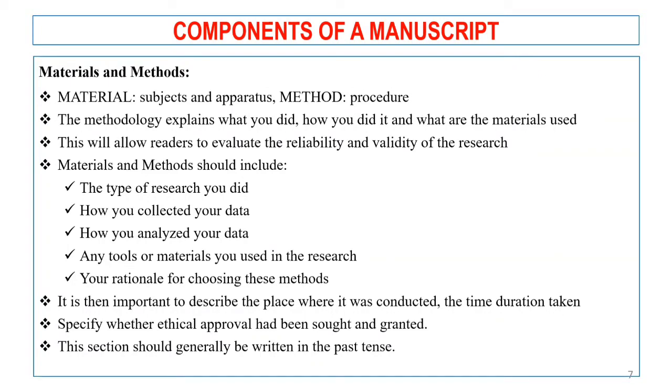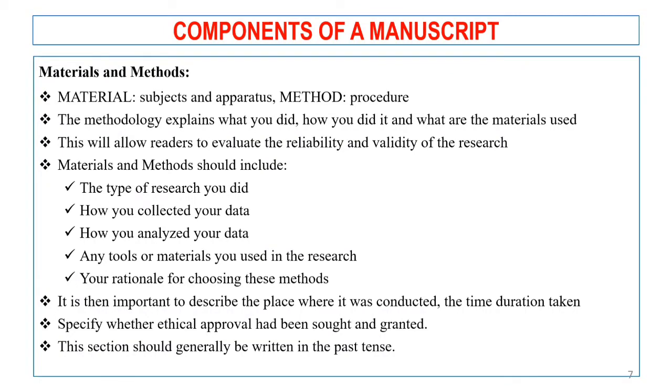And materials and methods should include the type of research you did, how you collected your data, how you analyzed your data, any tools or materials you used in research, and your rationale for using these methods. You should include these in your materials and methods part. And after that, you have to describe the place where you conducted your research, and the time and duration you took for your research.